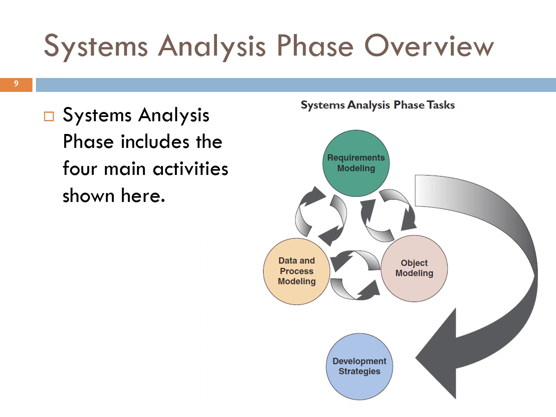This is a figure talking about the system analysis phase tasks, which include the 4 main activities shown here. The first one is requirements modeling, and then data and process modeling, object modeling, and development strategies.